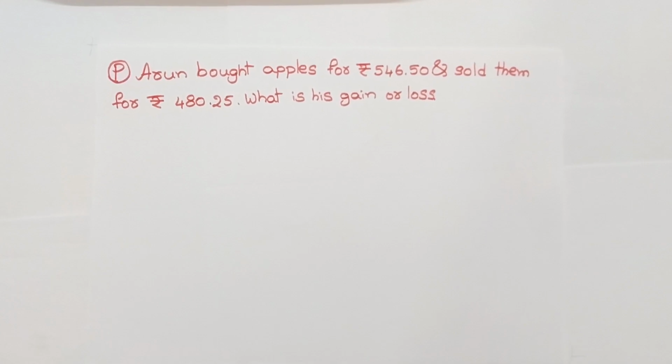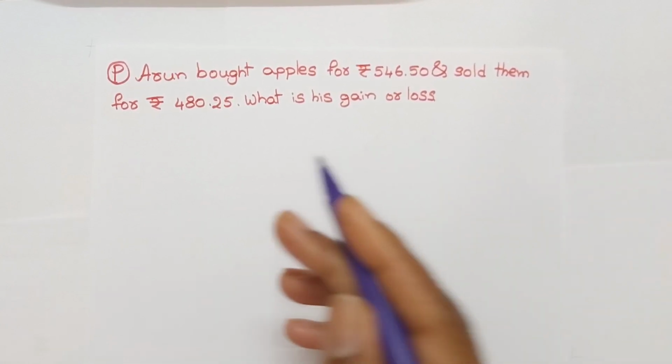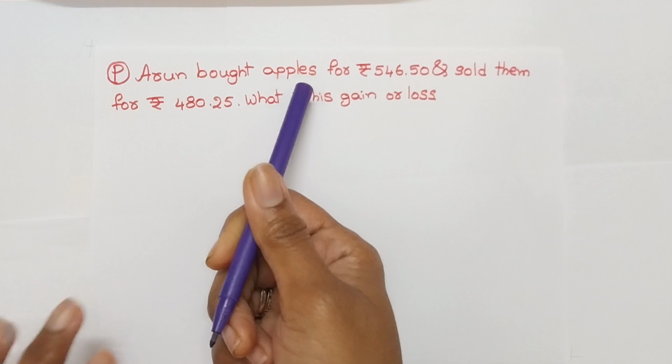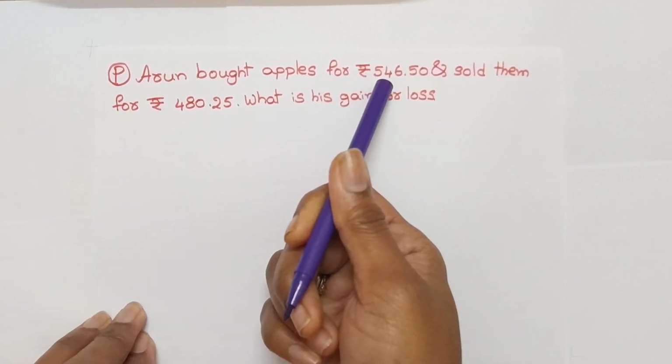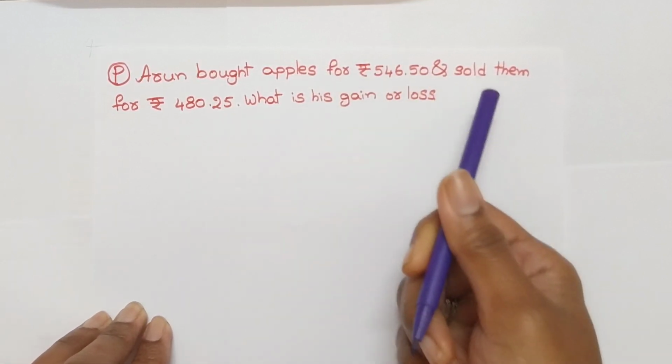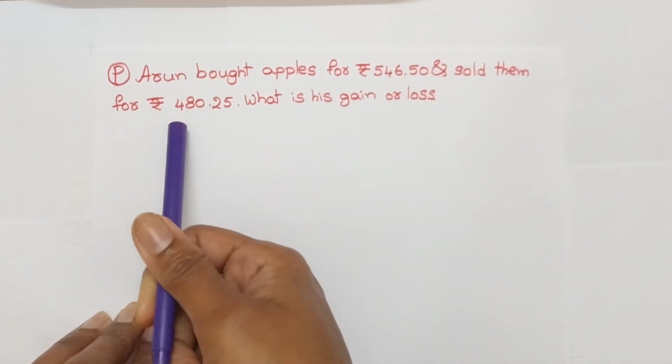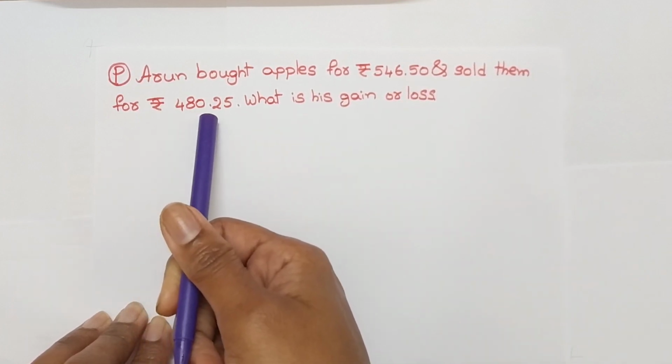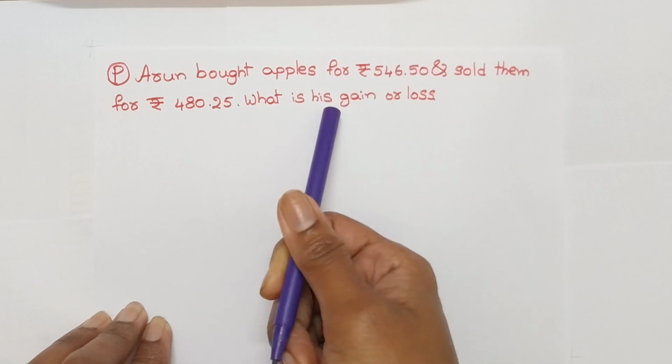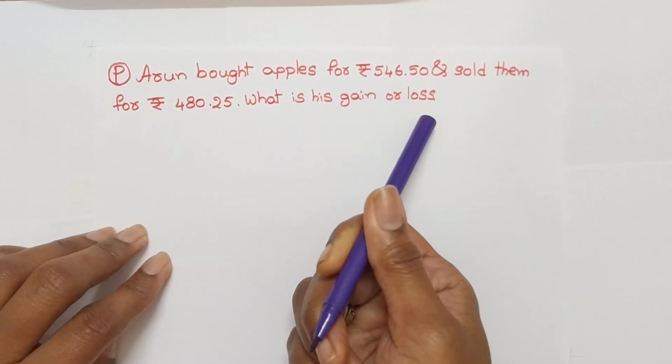Now we do one more problem. What is the problem? Arun bought apples for rupees 546.50 and sold them for rupees 480.25, that means 25 paise. What is his gain or loss?